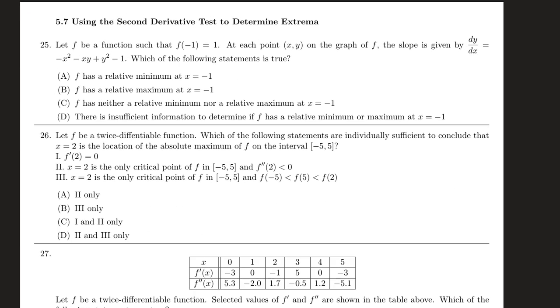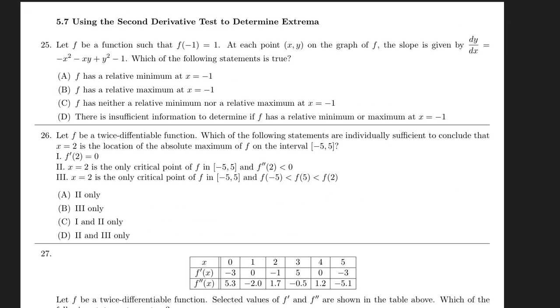All right, in this video, we're going to cover two other learning objectives. So this one is the second derivative test. The second derivative test is if you have a critical point. A critical point can be a min or a max.